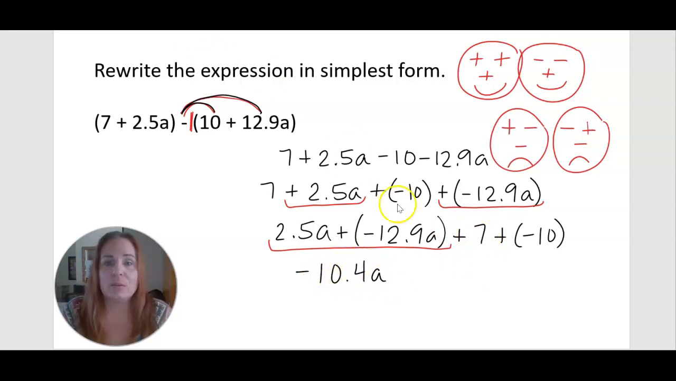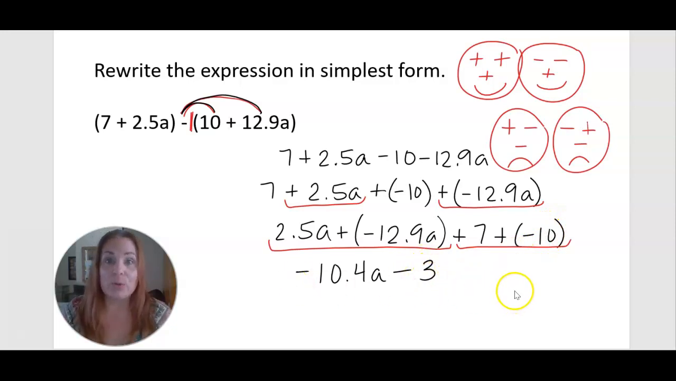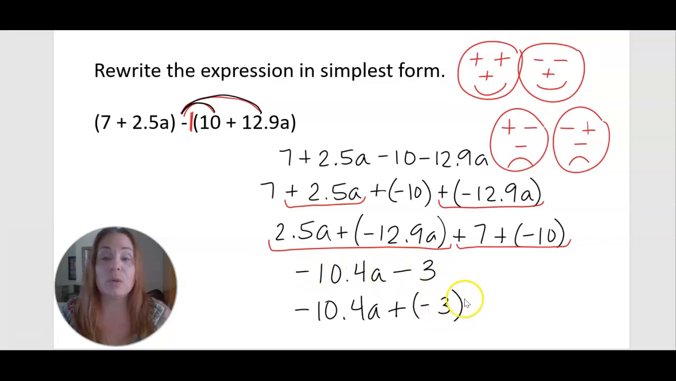And then over here, we've got opposing teams again, right? And once again, the negative team is going to win. And the negative team is going to win by 3 because the negative team has 3 more players than the positive team. And I could also write this as negative 10.4a plus negative 3, right? These are equivalent. There's not like one's right and the other's wrong. They're both correct. It just depends on what form you want the answer in. All right. Okay, I've got one more for you.